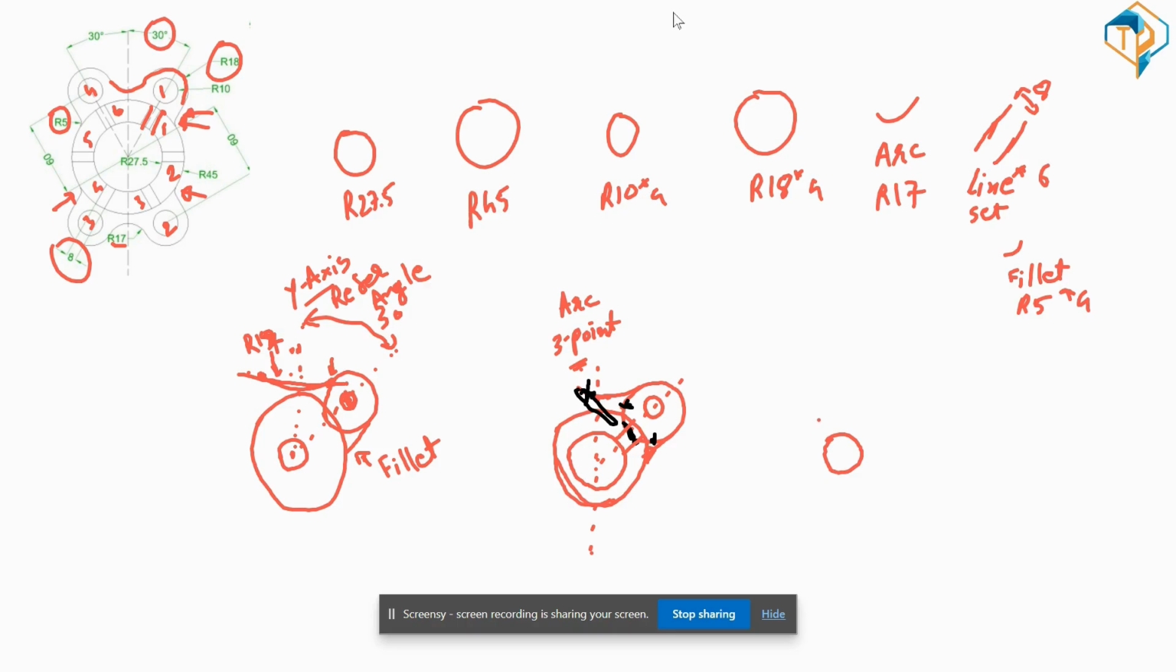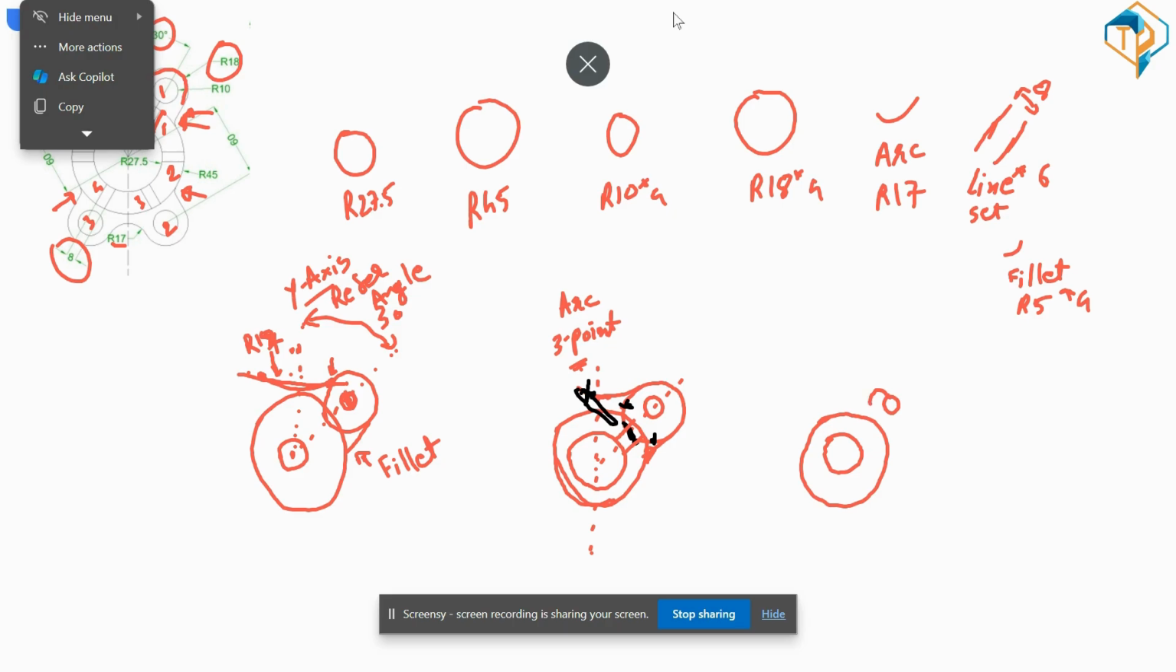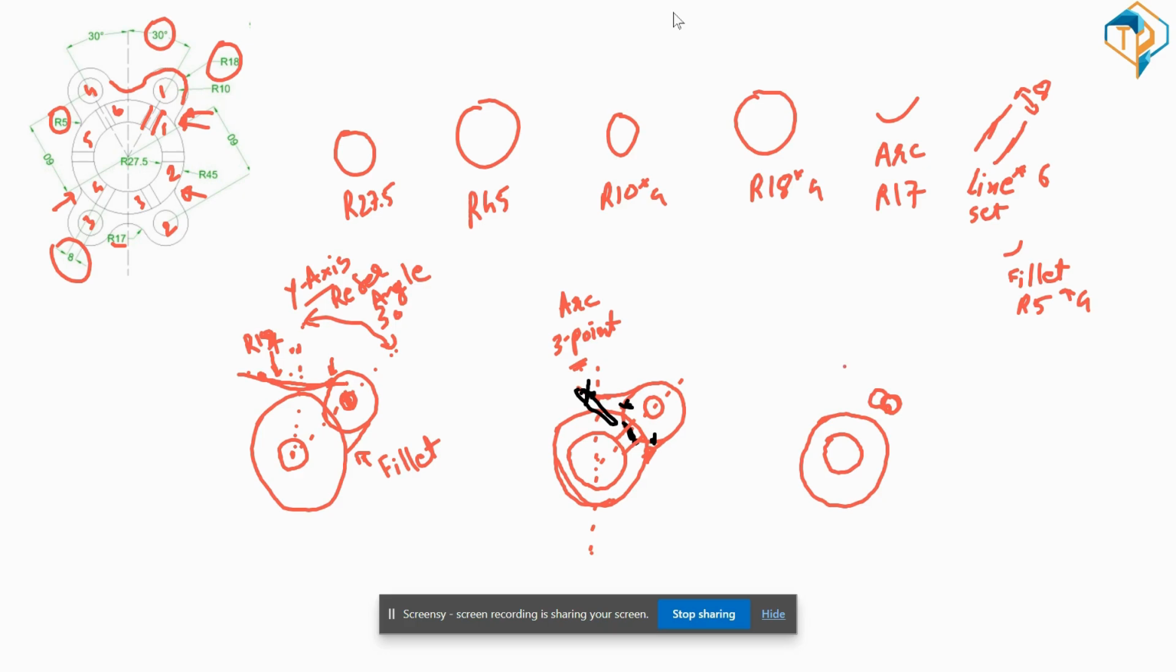Center circle, another circle R10, and on a center line this one. Now it's time to mirror it on the x-axis and y-axis.